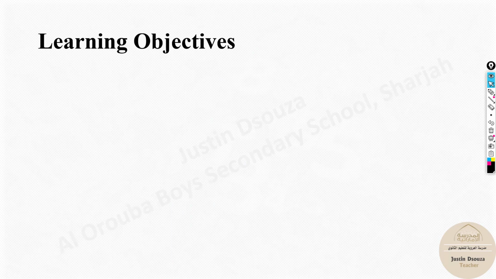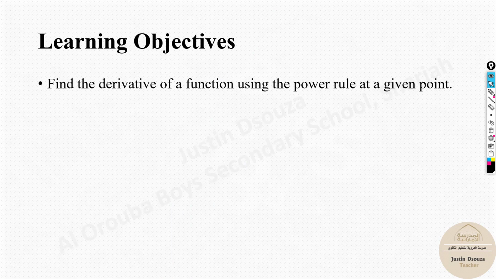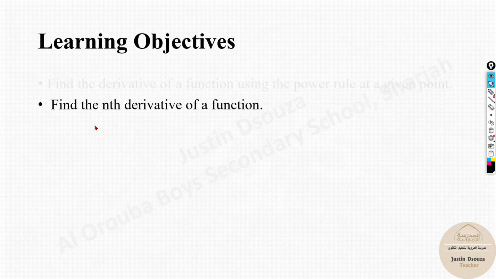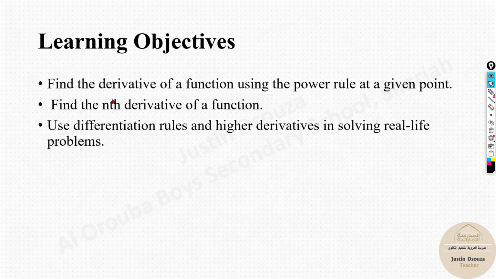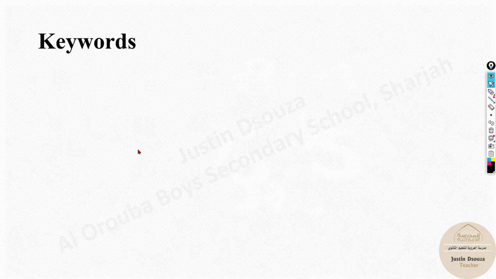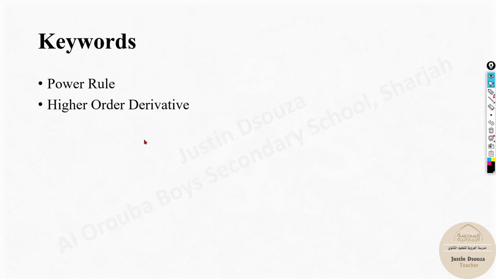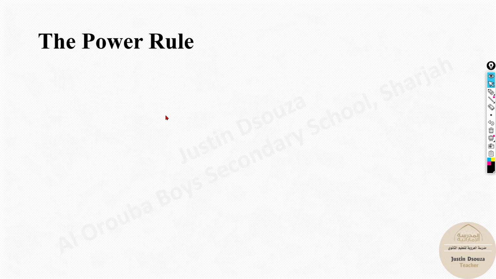Here, the learning objectives are to find the derivative of a function using the power rule at a given point, to find the nth derivative of a function, and also to use differentiation rules and higher derivatives in solving real world problems. We will look into all these three objectives in this video, and the keywords are power rule and higher order derivative. Now we will see these one by one.